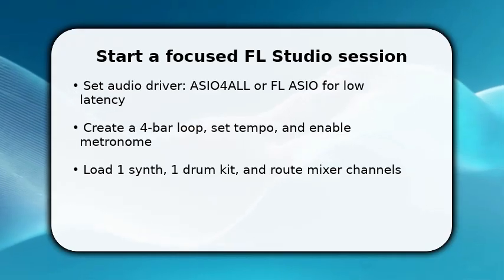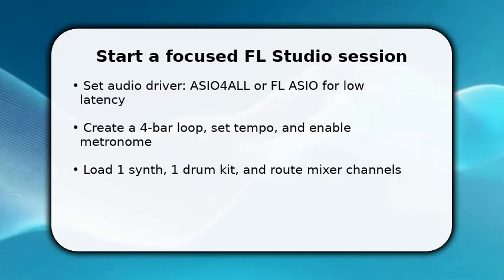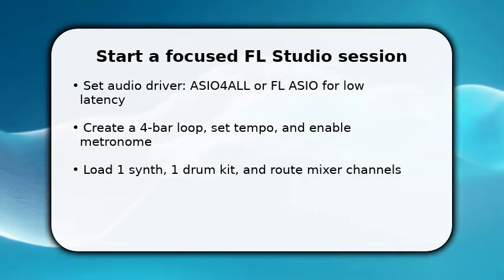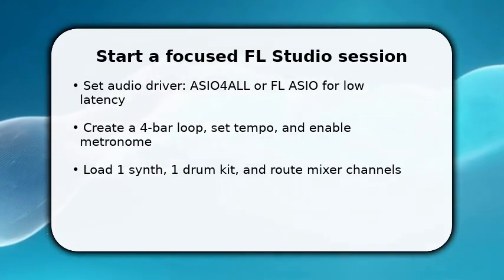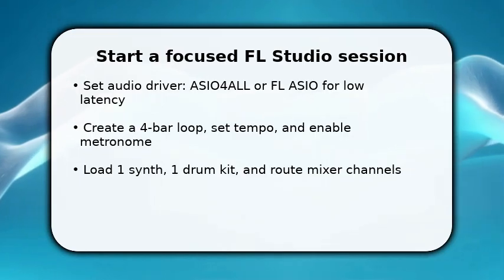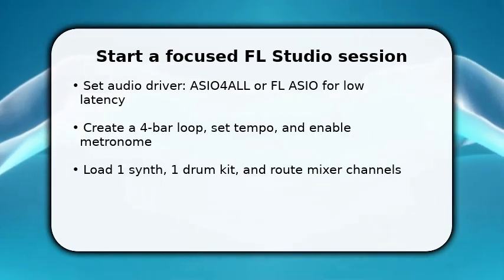You begin by locking down audio and a tiny project that forces decisions. Choose ASIO for all or FL ASIO for low latency, then set tempo and draw a 4-bar loop so you stay focused. Once done, load one synth and one drum kit, assign mixer tracks, and save a template. This trims endless tweaking. You want to make music, not configure. Make sure to name channels and enable the metronome so timing remains clear while you build ideas.